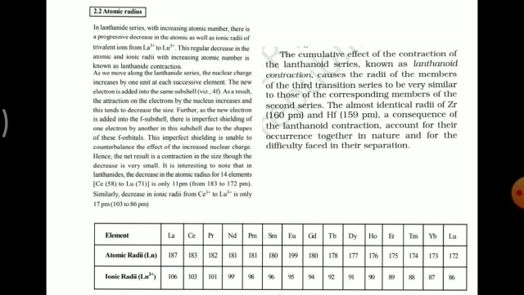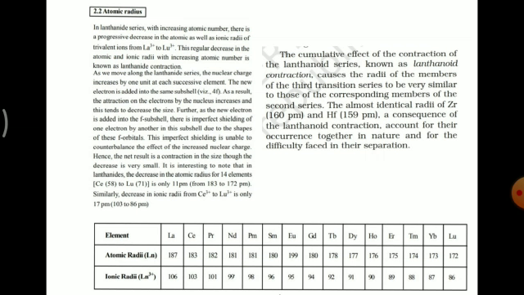What are the causes of lanthanide contraction? You have studied about atomic radius of D block elements. In D block elements, first the atomic radius decreases, then it remains constant, and then it increases. Whereas here, you notice that there is a regular decrease in the atomic and ionic radii. What is the reason for this?